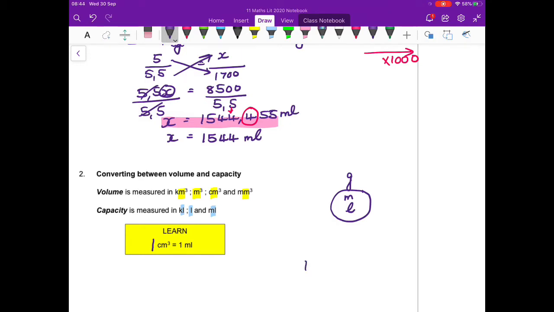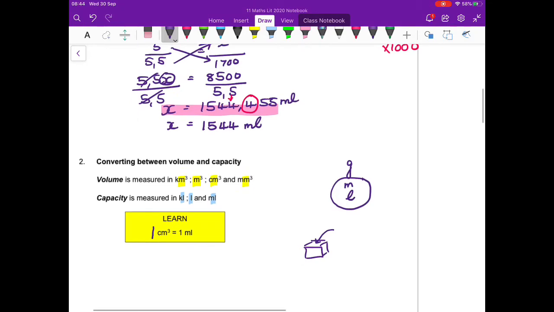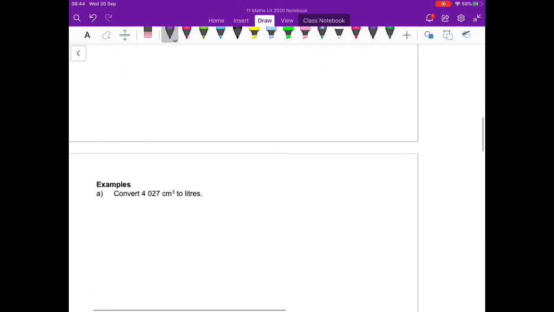Why is that? Because if I have a container measuring a centimeter by a centimeter by a centimeter, and I fill it with water, it will be exactly 1 milliliter. I suggest you learn this so that you can do your conversions. It's not always given to you.